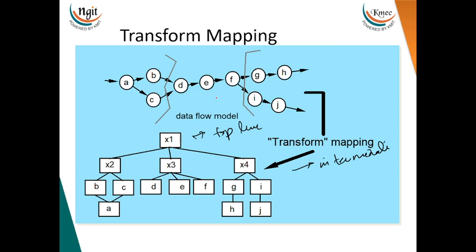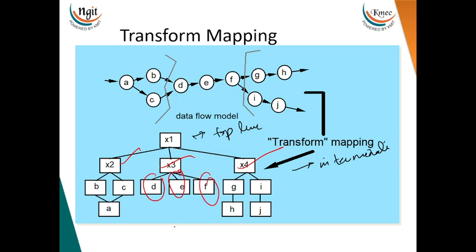The other one, let me go up, we have a transaction. So this is our top level, x1, x2, x3. What is x1? It goes from A to B, C, and then x2 is connected to x3. Where is x3? D and E, and also F.